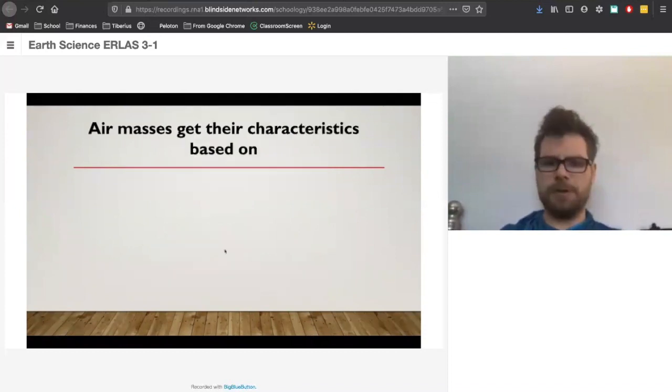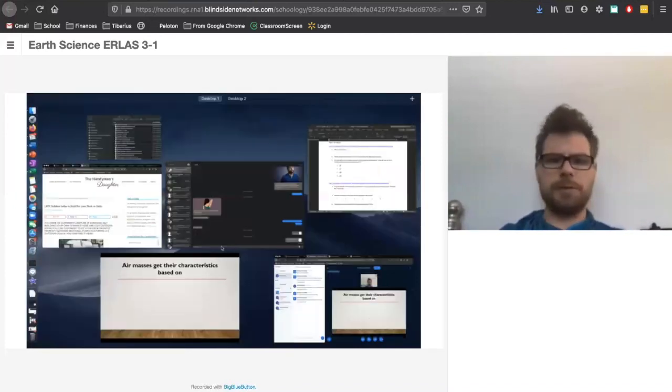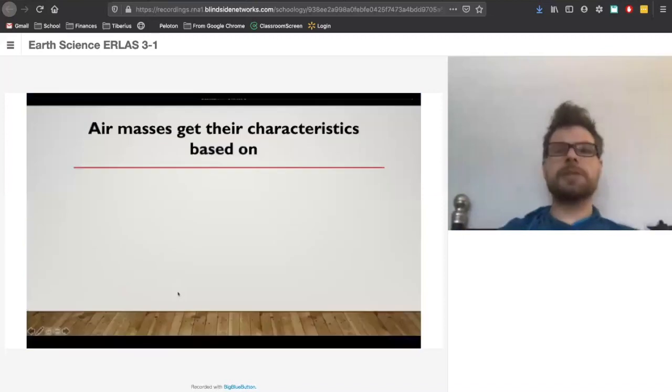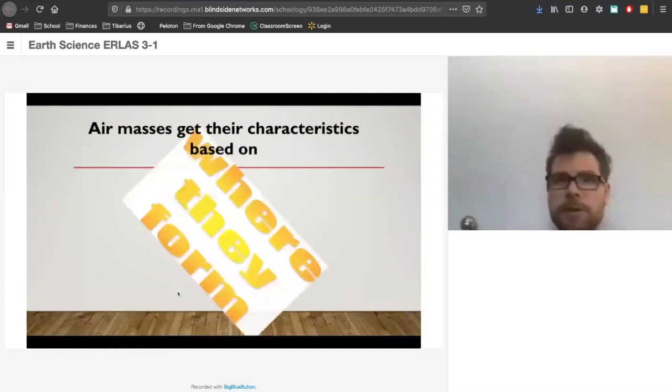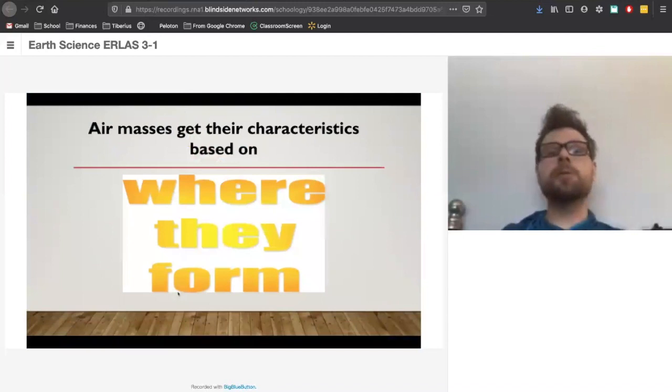Okay. Check something out. All right. Air masses get their characteristics just like you do, based on where they form, right? You get your characteristics, you get your personality based on a couple of things, right? It could be genetic, so you could get it from your parents through their genes, but you also get your characteristics based on where you grow up, right? You guys are growing up here in White Plains, New York.